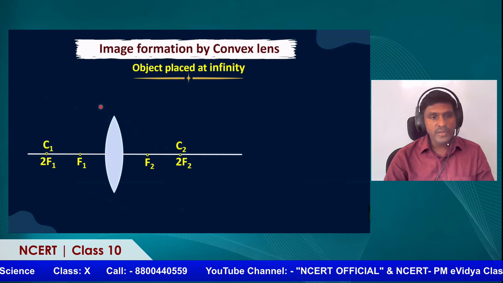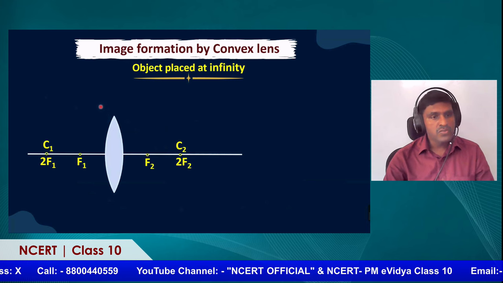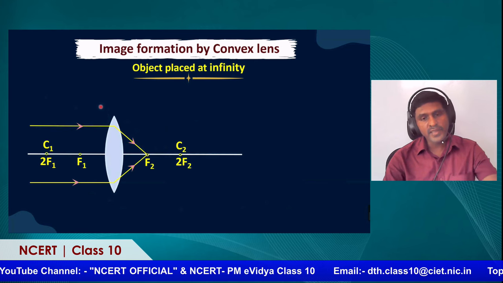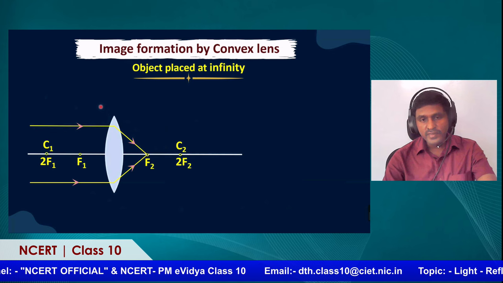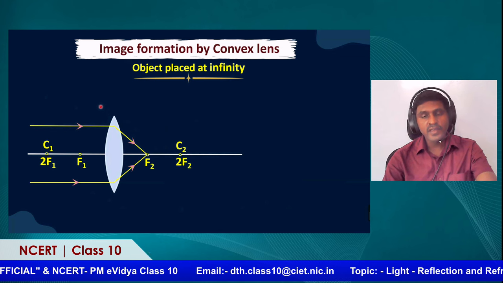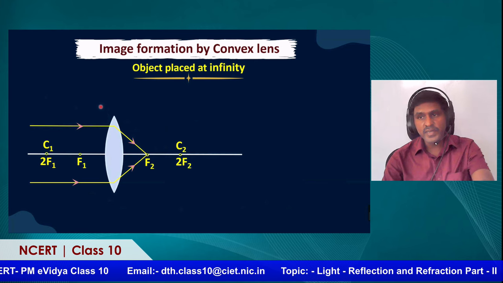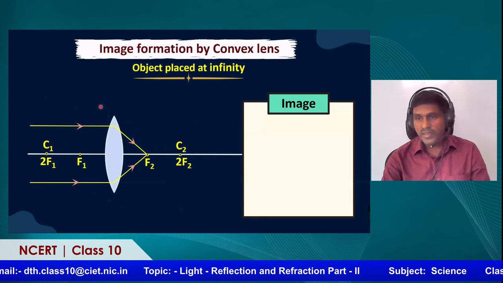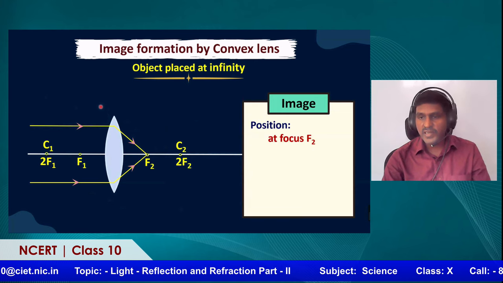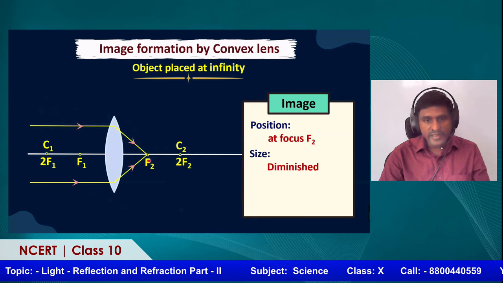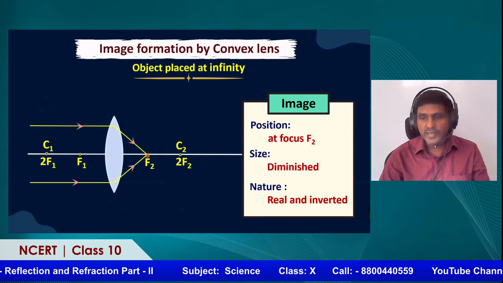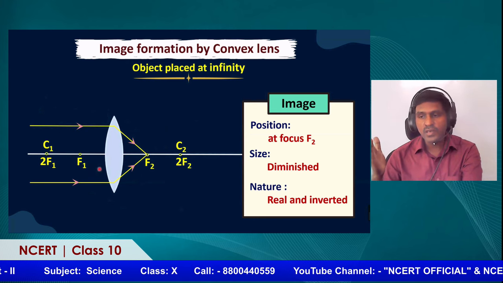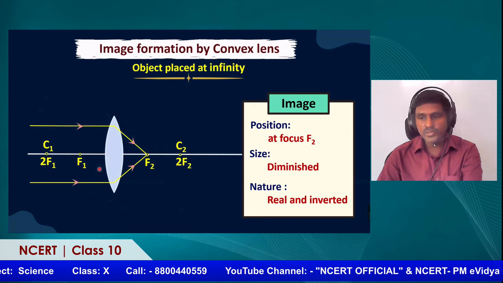I will explain only one diagram, and with that I will finish. So here there are parallel rays. When they come parallel, they will focus at F2. This is rule number one. From this, when an object is at infinity, it will focus at F2. Therefore, you will get the image at the position F2. The size of the image is diminished, and the nature of the image is real and inverted. A real image means we can capture it on the screen. Here also, it is captured on the screen.